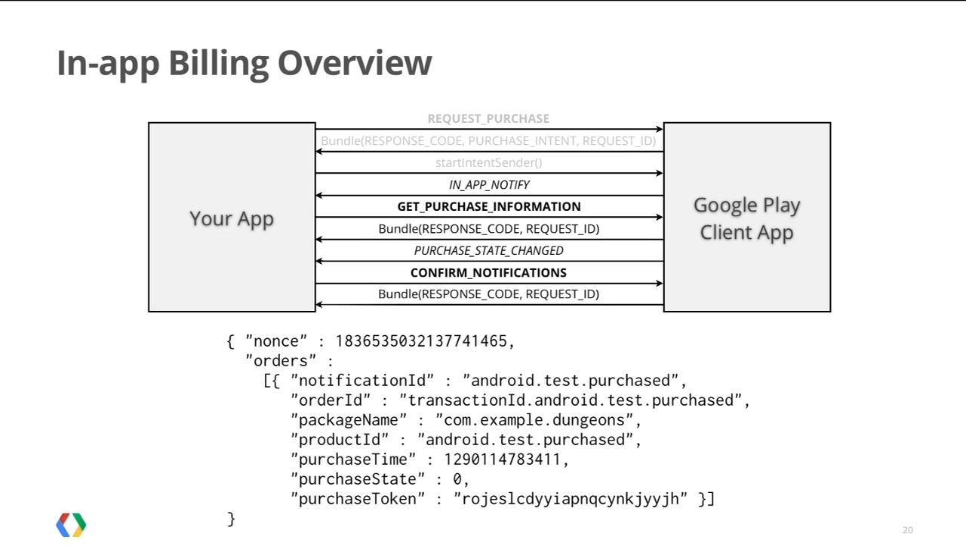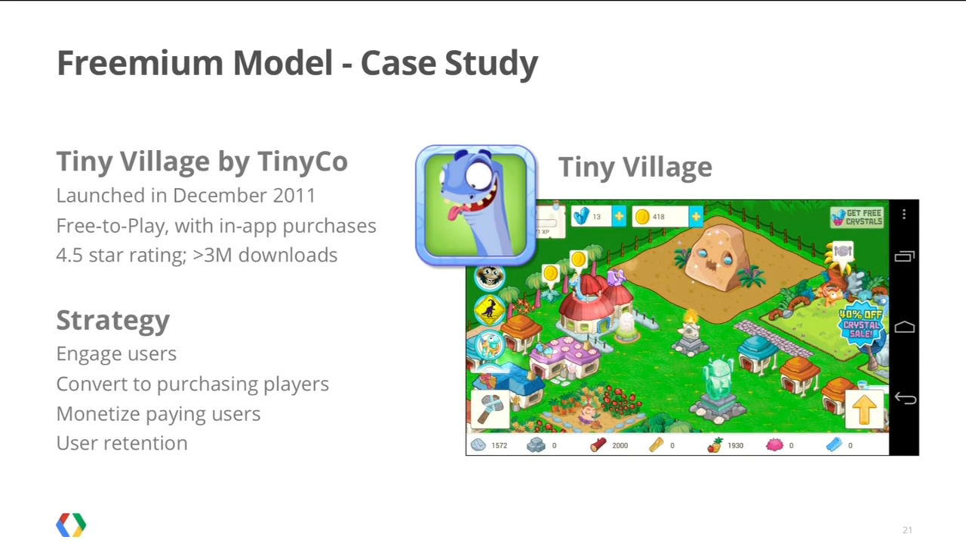And let's switch gears a little bit. Now that you know roughly how it works, we're going to talk about a case study. We're going to talk about a game called Tiny Village, which is by a company called TinyCo. This is an interesting case study because this game was launched a few months ago, back in December. It's a free-to-play game with in-app purchases. It's gotten 4.5 stars from users, so it's pretty popular. Users are pretty happy about it.